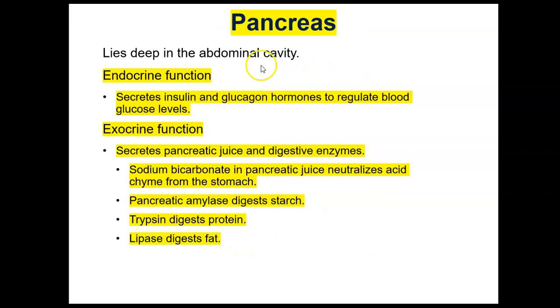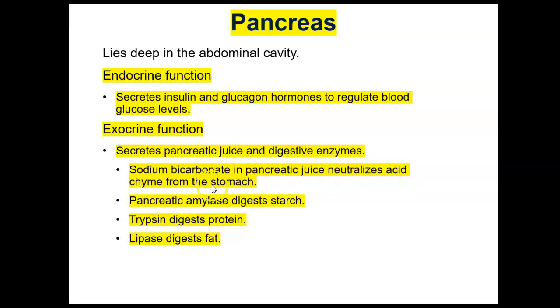All right, now we're going to talk about some of the accessory organs of digestion, beginning with the pancreas. I mentioned to you the exocrine function of the pancreas. So the exocrine cells of the pancreas secrete pancreatic juice and digestive enzymes. The pancreatic juice, in addition to containing water, a watery solution, has as one of its main components sodium bicarbonate, which is the same chemical that we find in baking soda. It's a basic compound that helps to neutralize the acid chyme from the stomach.